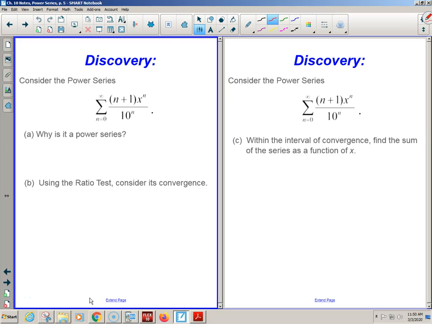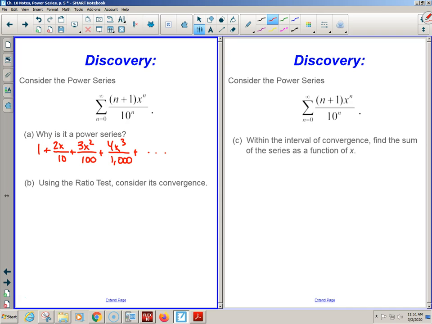Term? 1. Really? What's the next term? Yeah, 2x over 10. Plus, what's the next one? 3x cubed over... 3x squared, all over 100. Okay, AJ.